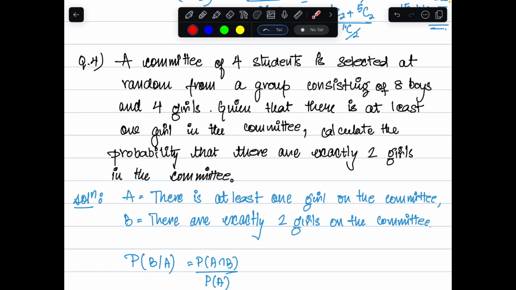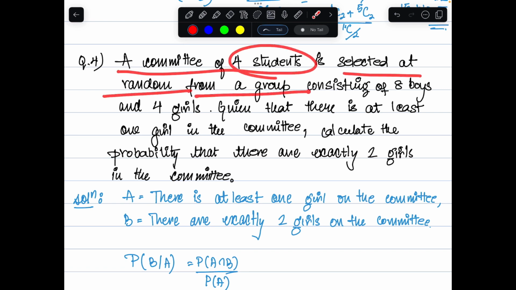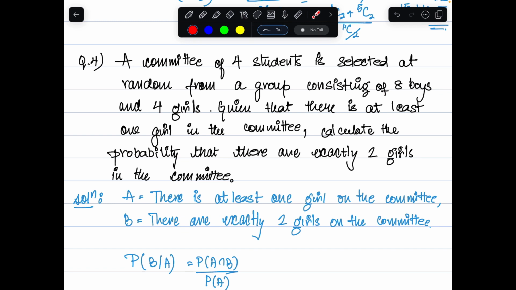So the question says a committee of 4 students is selected at random from a group consisting of 8 boys and 4 girls. So in total we have 12 people, and out of that I am supposed to choose 4 of them. Now the given condition is what? Given that at least one girl has to be there in the committee. Now we have to calculate the probability that there are exactly 2 girls in the committee.